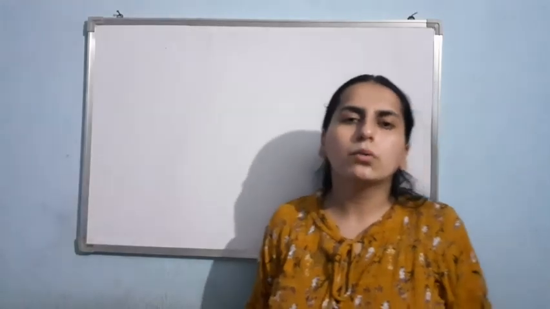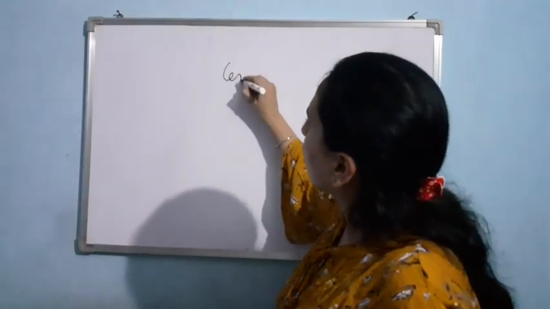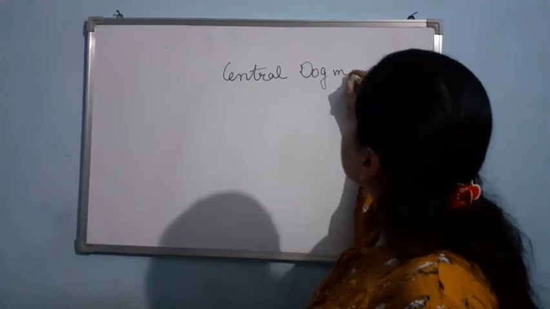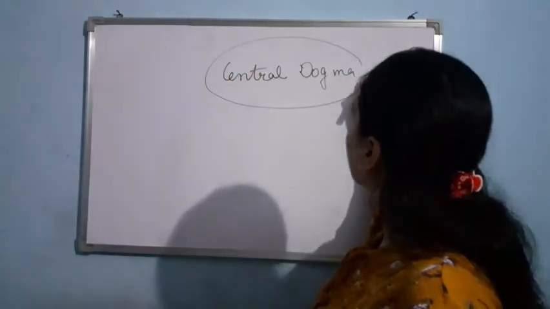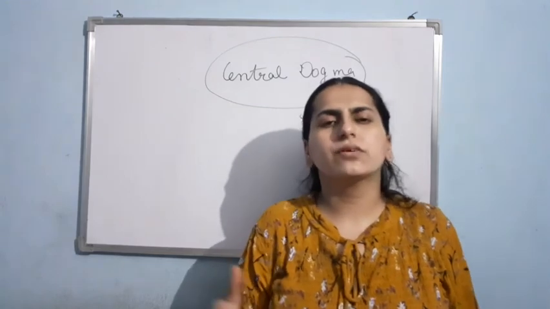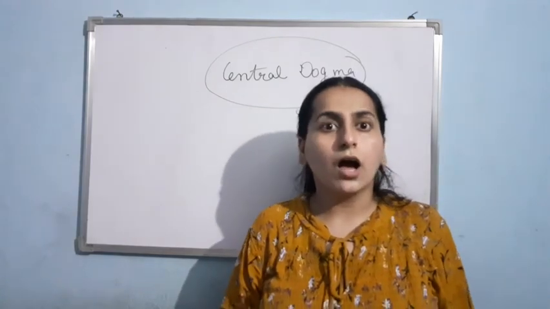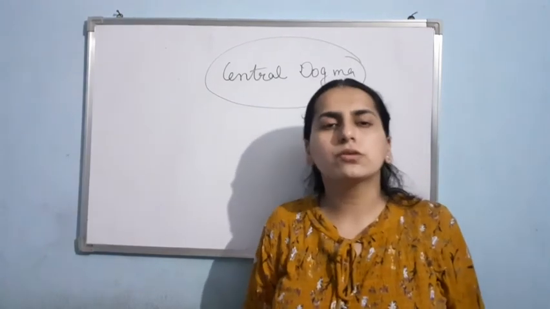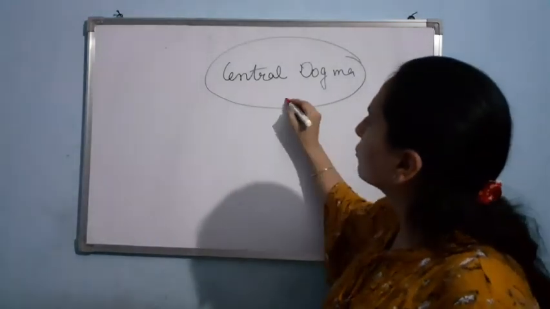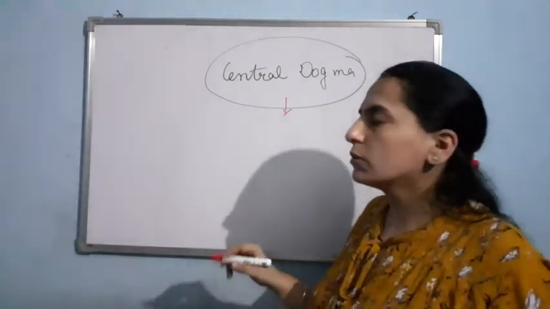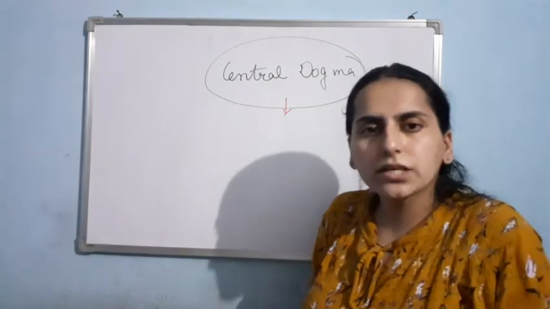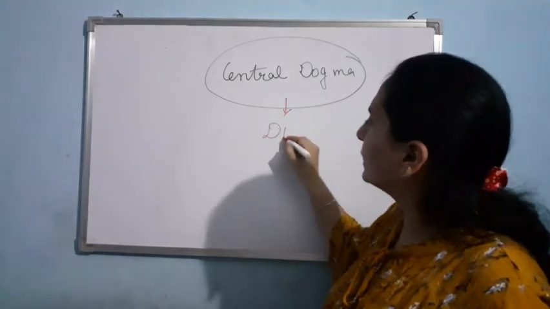Let us talk about the central dogma. What do you mean by this term? Basically, this means how the genetic information flows inside our body. You know that there is transfer of genetic information. How? This we have to study under this. This will let us know how the genetic information transfers. So basically, as you know, DNA is the carrier of genetic information, so we shall start from the DNA.